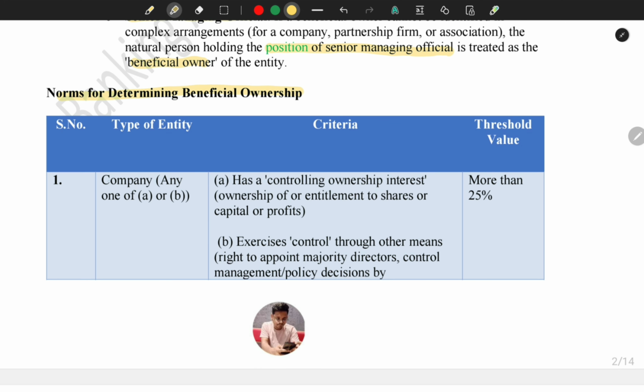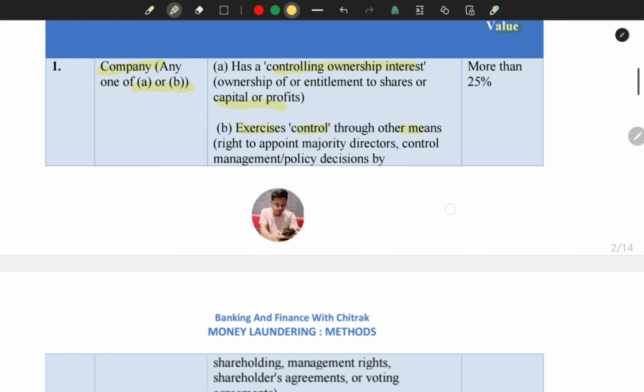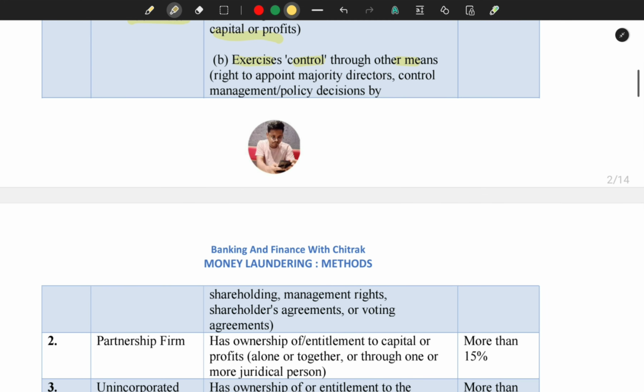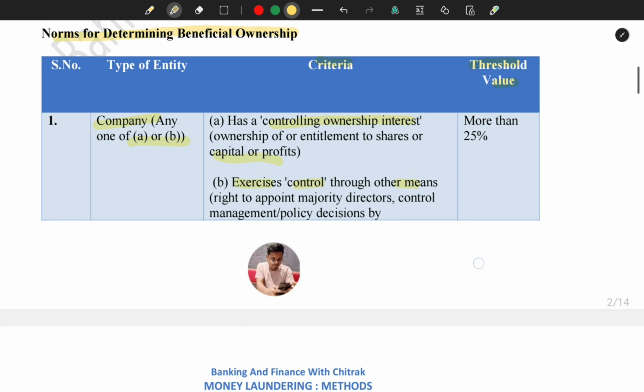Let's go through this. Type of entity, we have criteria and the threshold value. So a company, either A or B, what is A? Has a controlling ownership interest, ownership of or entitlement to shares or capital or profits, or exercises control through other means like right to appoint majority directors or control management or policy decisions by shareholding management rights or shareholders agreements or voting agreements. So these two categories exist in a company. So anyone who has any of these two categories and has a threshold value of more than 25% power, they are considered the beneficial owner.